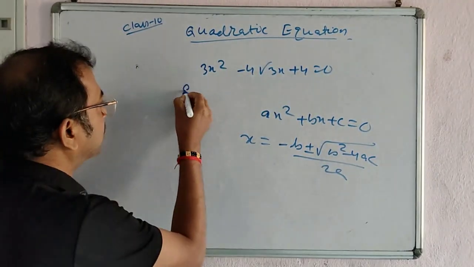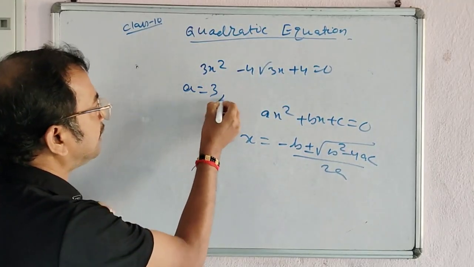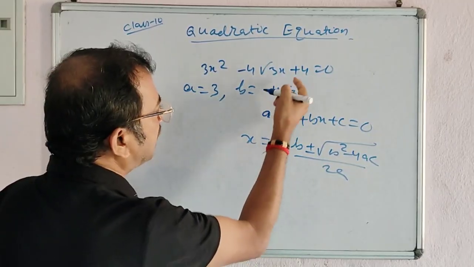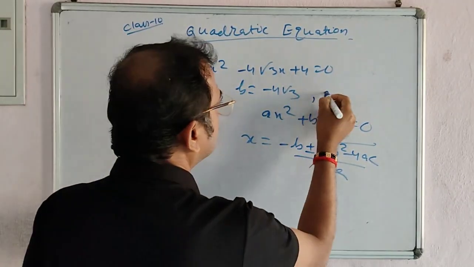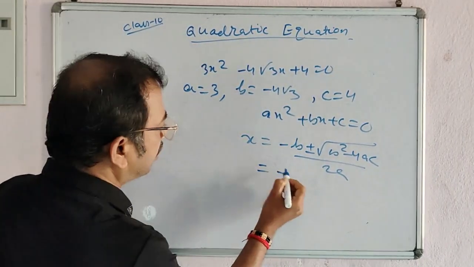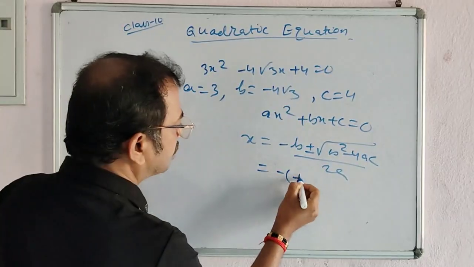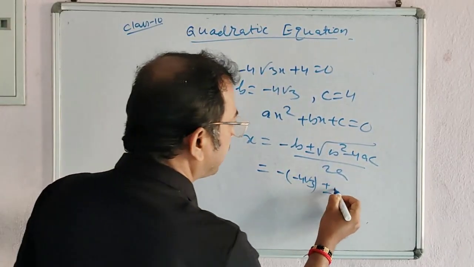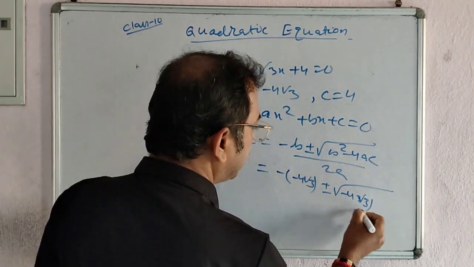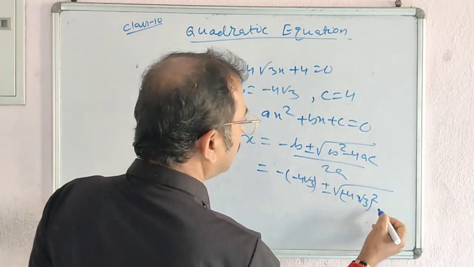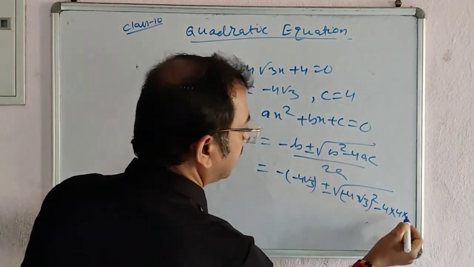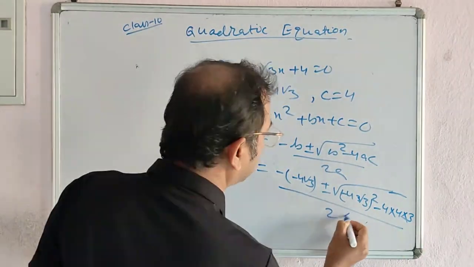So a, write down first. a equal to what? Coefficient of x square, that is 3. What is b? Sir, b is the coefficient of x, minus 4 root 3. Take it along with the sign. Then c is the constant, c equal to 4. Now put the formula here. So minus b is what? Minus 4 root 3, plus or minus square root of b square. b is what? Minus 4 root 3, its square, minus 4 into c, c is the constant 4, and a is 3, whole divided by 2 into 3.